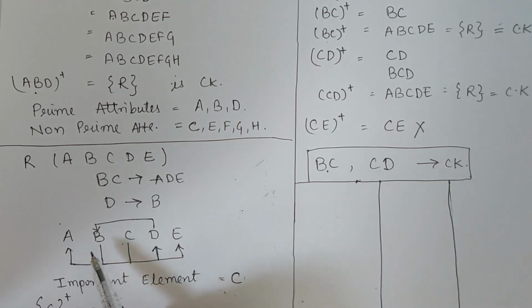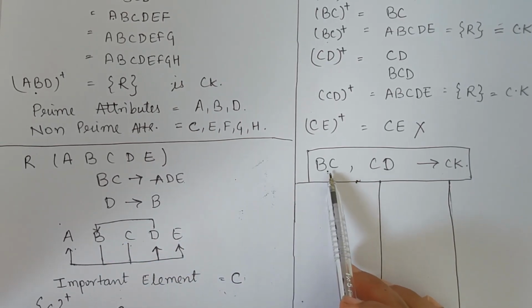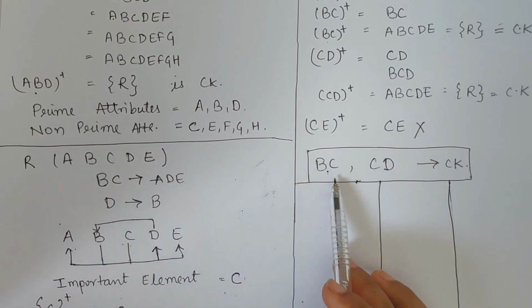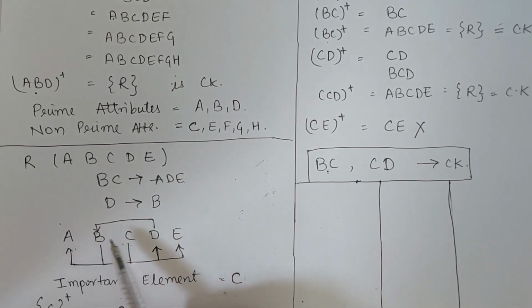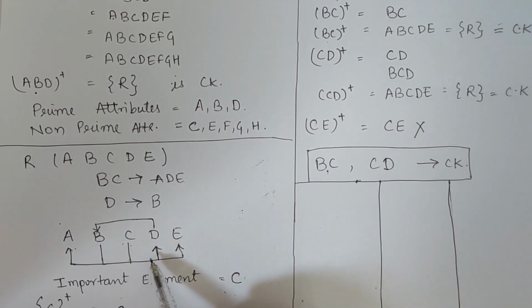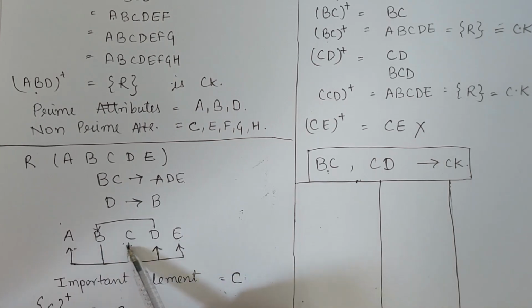So what can I get? I can get A, C, E, right? Because ABC I don't want to try. BC is already a candidate key. If I put A with a candidate key, it will become a super key. That I don't want. CD, again A with CD I will not try. BC with D I will not try, because BC is a candidate key, CD is a candidate key. If I add any attribute, it will become a super key, right? We want a candidate key. So the only combination left to me is ACE.